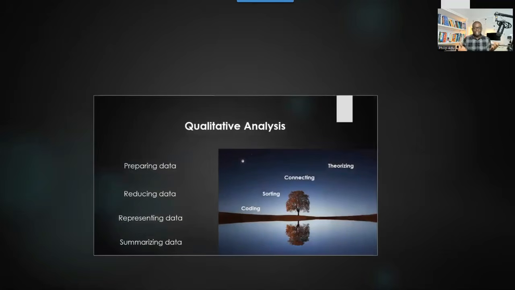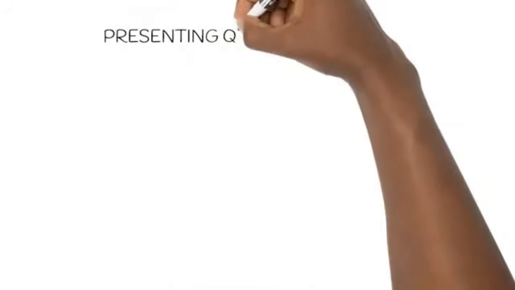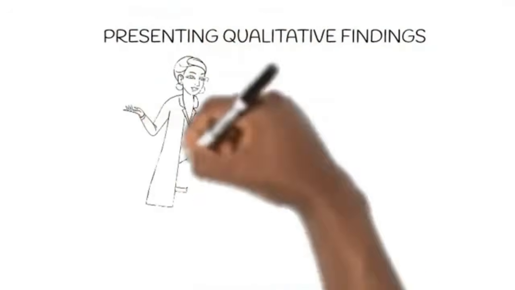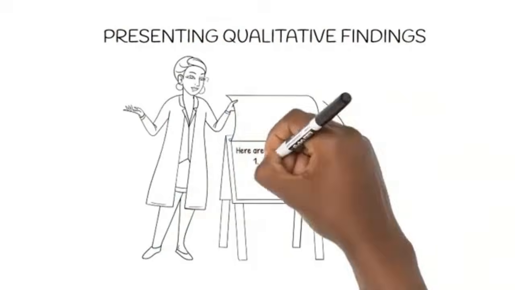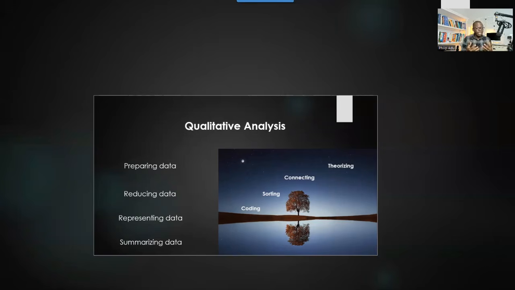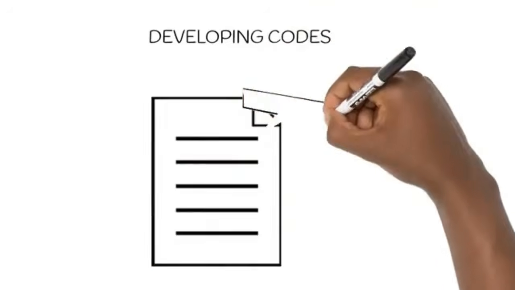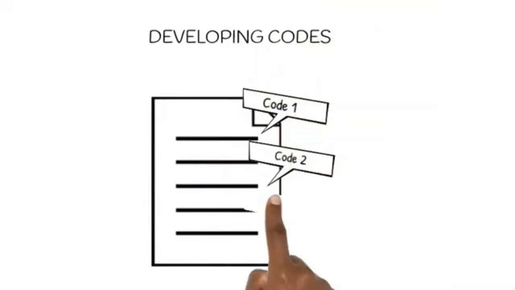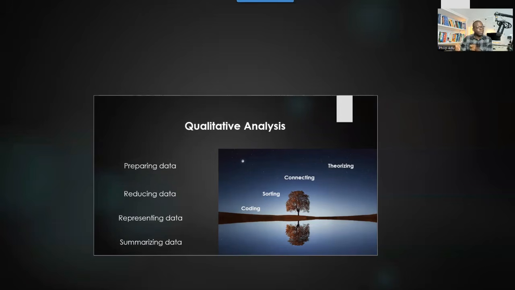So what is qualitative analysis? Qualitative analysis is all about data reduction. What you're doing is going through the data and extracting information that you think is significant to help you address your research question, and then present that information to your audience. So how do you do that? You start by coding, right? Coding is all about assigning labels to the significant information you have extracted from your data.